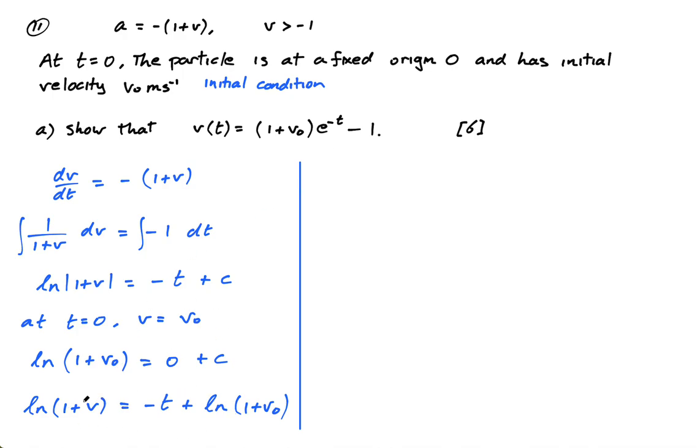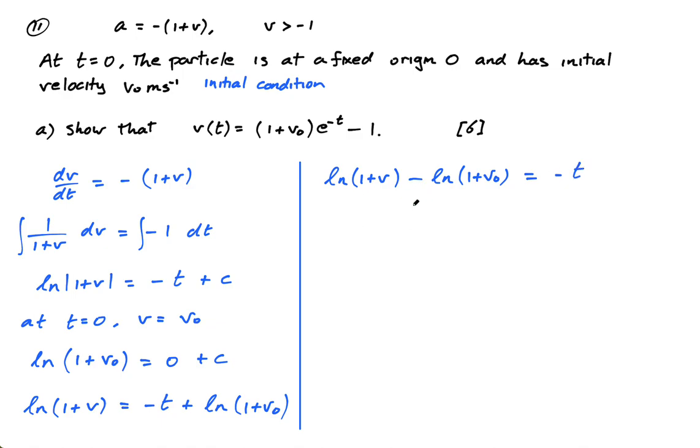Okay, so we're getting there. I have this and I want it to look like this. Now we can look at this solution and realize, right, what are we trying to find? Well, we're trying to find v in terms of t and v0. And you can notice, guys, there's no natural logs in this solution here, so I need to get rid of the natural logs. And the only way to do that is to join them together. So that's what I'm going to do now. I'm going to say ln of 1 plus v minus ln of 1 plus v0, so I'm subtracting this from both sides. This is equal to -t.